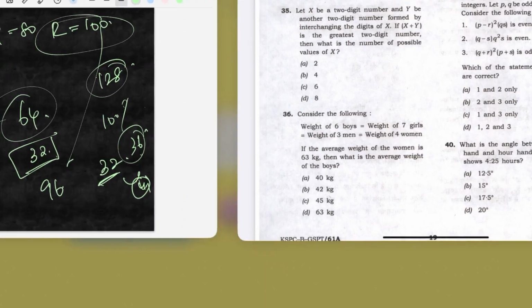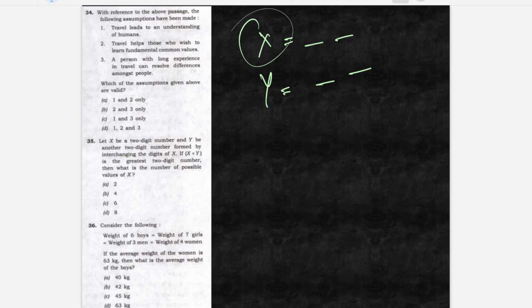Okay, so let x be a 2-digit number, and y be another 2-digit number formed by just interchanging the digits of x. It could be 23, you get 32, right? Any kind of such combinations are possible. But then comes the next clue. If x plus y is the greatest 2-digit number, which means it's 99, so the sum of x and y is going to be 99. Then what is the number of possible values of x?